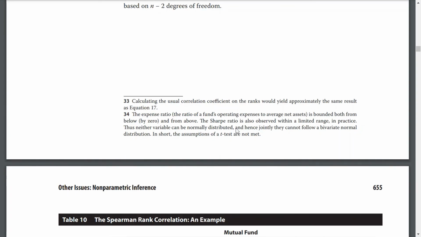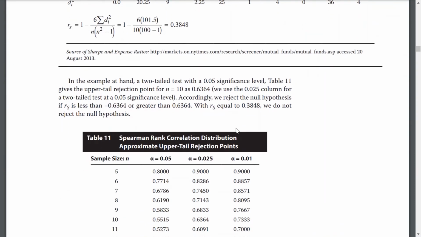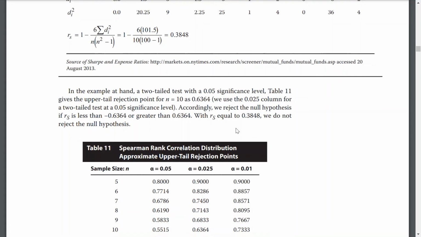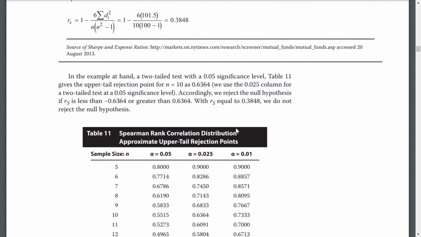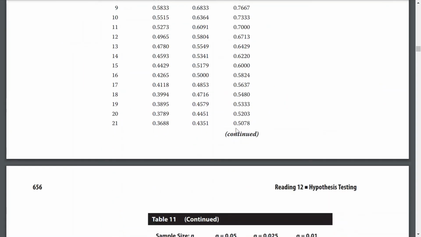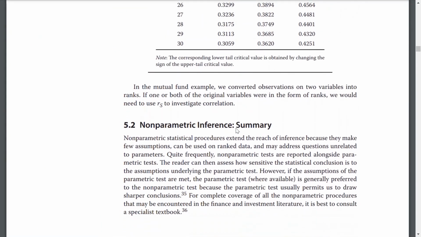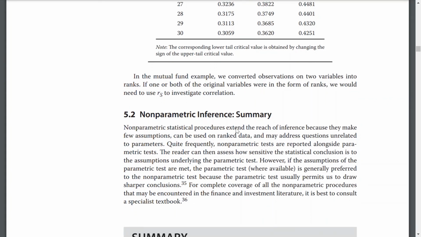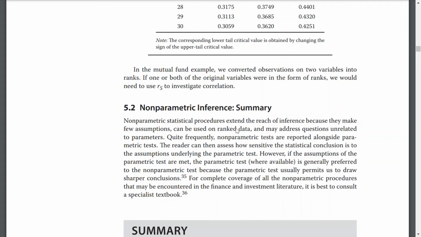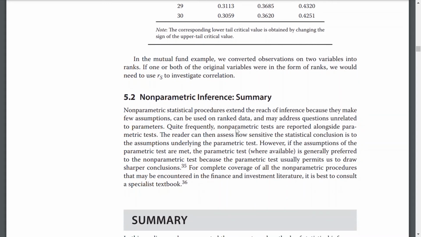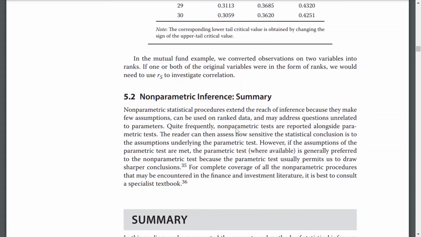In the example at hand, for a two-tailed test at the 0.05 significance level, Table 11 gives the upper tail rejection point for n equals 10 as 0.6, and we do not reject this null hypothesis. In the mutual fund example, we converted observations on two variables into ranks. If one or both of the original variables were in the form of ranks, we would need to use the Spearman rank correlation to investigate correlation.